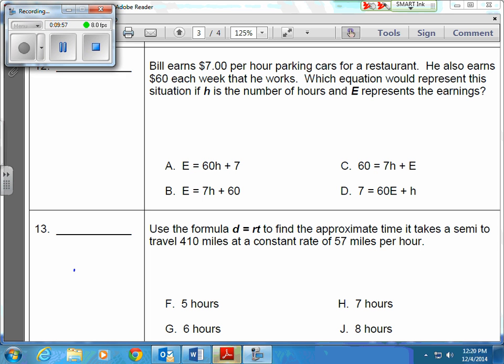All right, Bill earns $7 an hour parking cars, he also earns $60 each week that he works. Which equation represents this situation? H is the number of hours, and E represents his earnings. So how do we calculate how much he's going to earn? Well, he's going to earn $7 per hour. So 7 times H, however many hours. But he also gets $60 for the week. So that's going to be his earnings for the week. 7H plus 60. There it is.